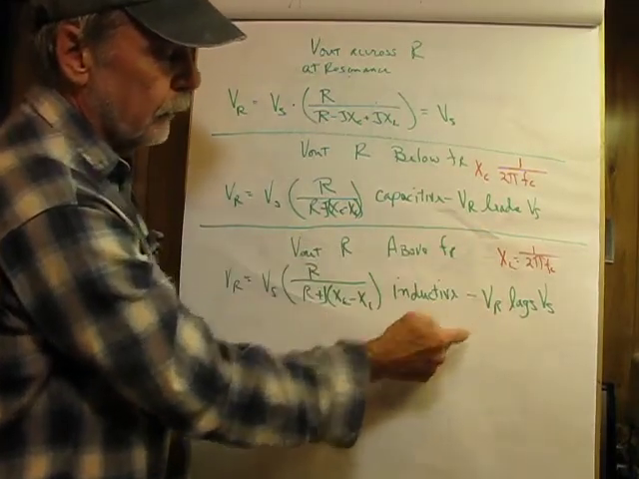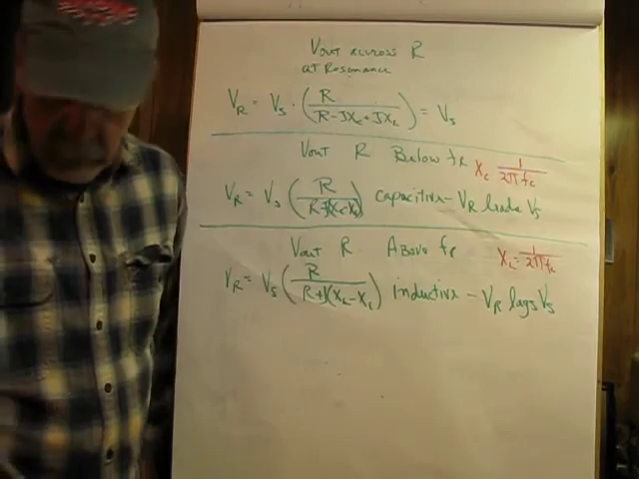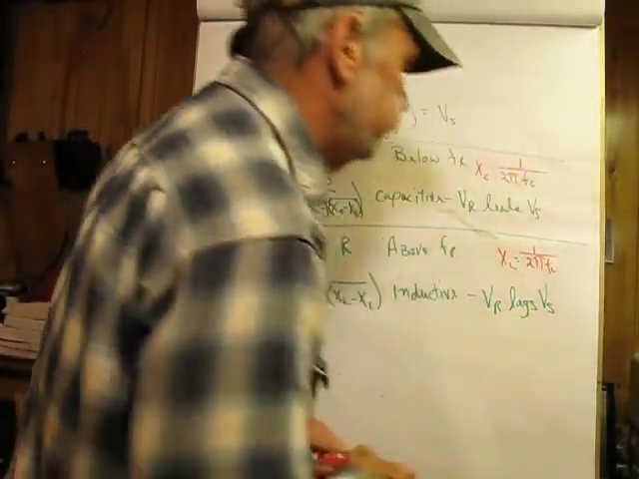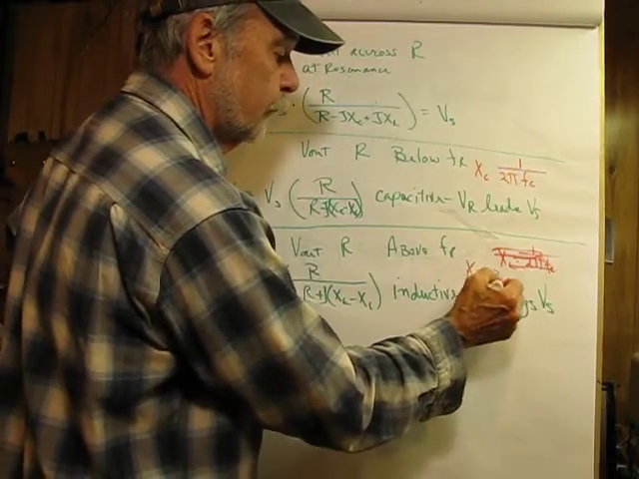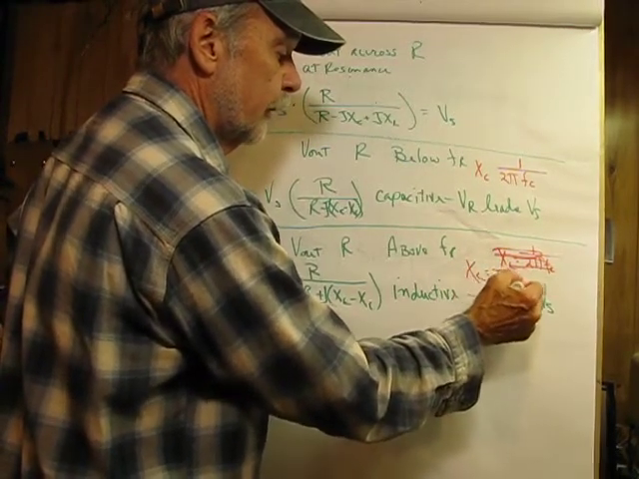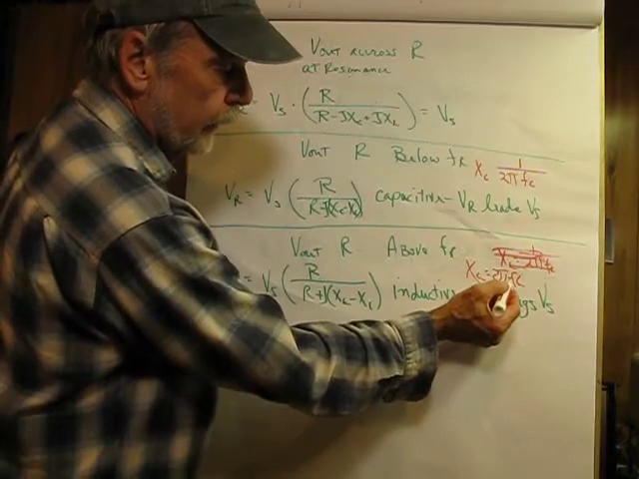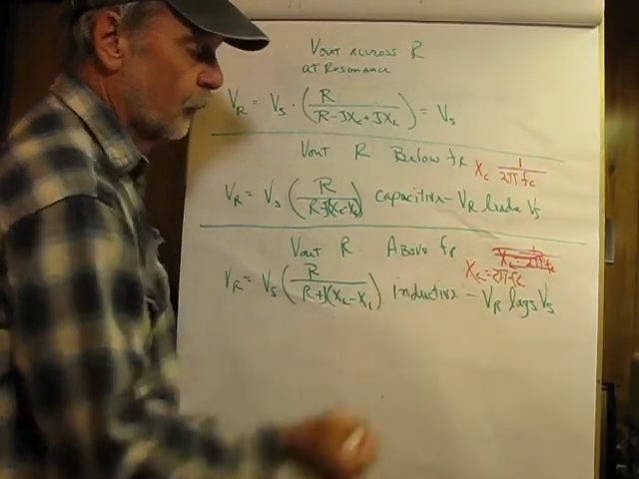Oops, that's the wrong formula. Oh well, let's try again real quick. 2 pi FL. There we go. Oh, better. As F goes up, X sub L goes up.